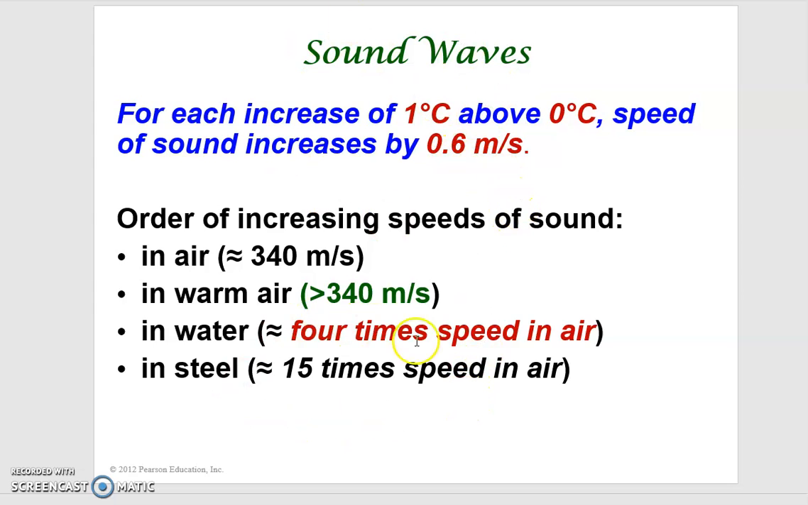And also it depends on the material, the density of the material. So you can see that when the sound wave propagates in steel, which is denser than water or air, it will travel 15 times faster in the steel. So the temperature and the density of the material will change the speed of the sound wave.